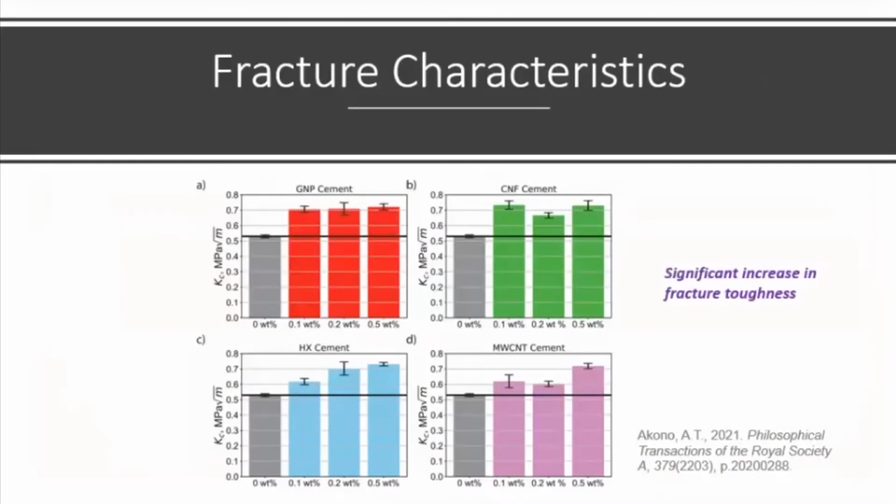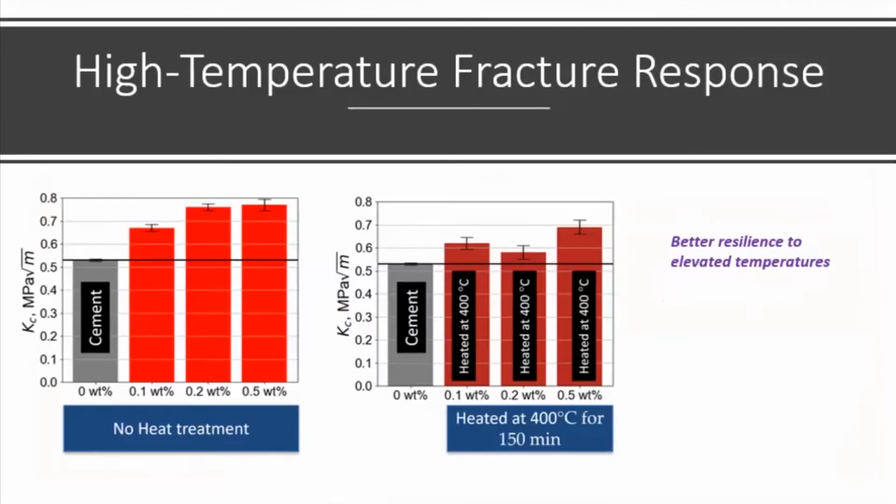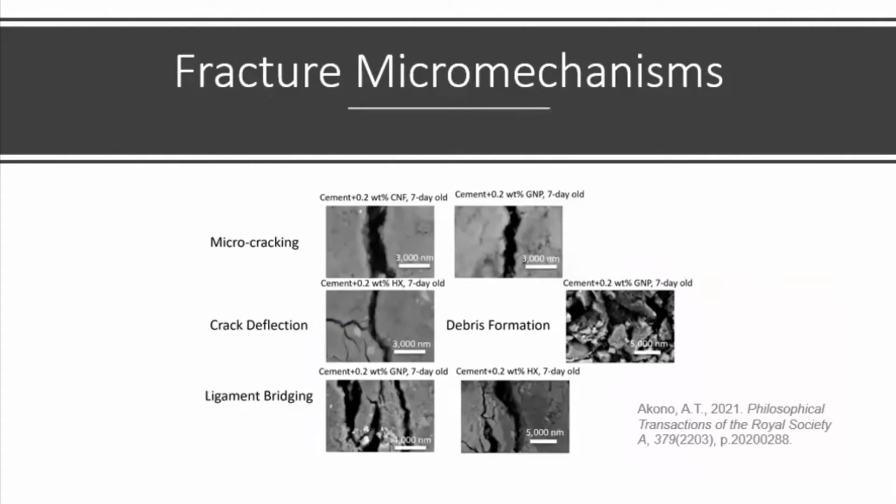We noticed a significant improvement in the fracture toughness, which is a measure of the resistance to fracture and to crack propagation. And we also looked at the resilience to elevated temperature. It was very interesting to see that the nano-reinforced cement, in this case using graphene, even after heating at 400 degrees Celsius, which is like simulating a low intensity wildfire, still outperformed regular cement. So we really have a good performance.